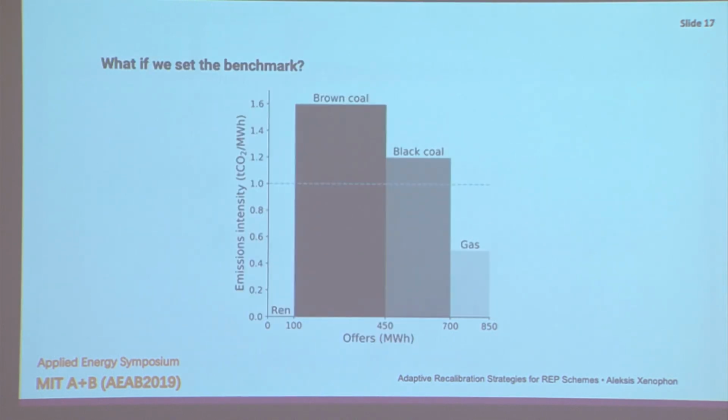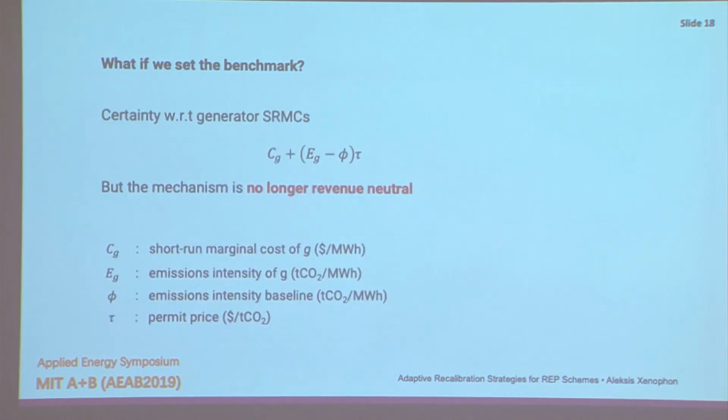Okay, so before I said that we knew what the average emissions intensity of the system was, but in practice we only know this after energy has been delivered. So at the point in time when a generator is submitting an offer into the market, they don't know what this benchmark value is. So what if we set this benchmark explicitly? Well, what do we get by doing that? Well, we have greater certainty with respect to generator short-run marginal cost because now both the benchmark and the permit price are fixed. Okay, so that's good from a generator's perspective. But from the policymaker's perspective, this scheme is no longer revenue neutral.